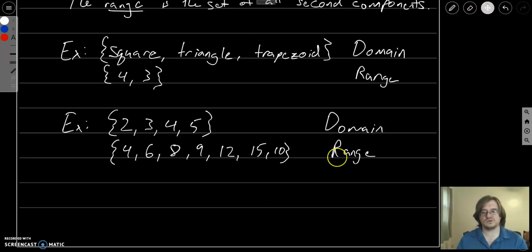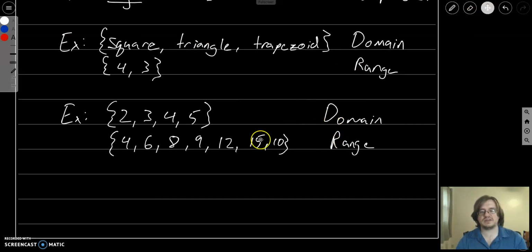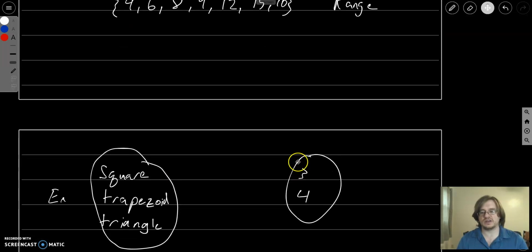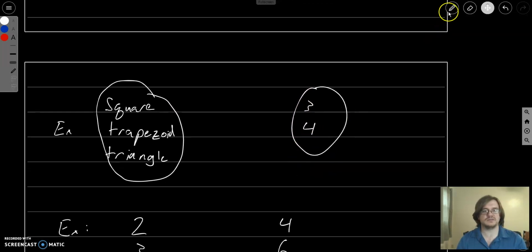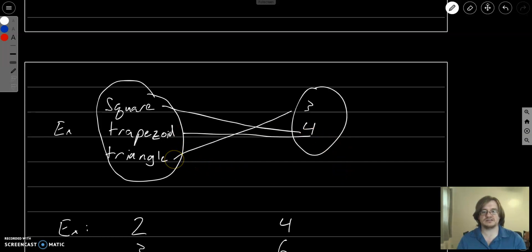Okay, so when we're describing a relation, there's a nice way to visualize this as well. We can draw lines that connect things that are related to one another. So over here I have my domain, and over here I have the range, and squares and trapezoids both have 4 sides, and the triangle has 3 sides. So I can start connecting these so that we can see what is related to what.